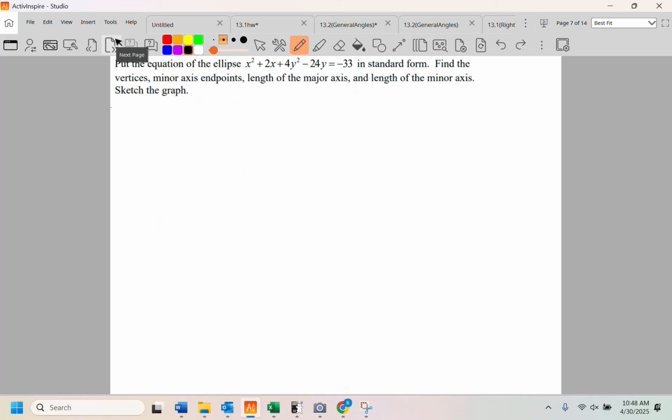Put the equation of the ellipse, x squared plus 2x plus 4y squared minus 24y minus 33 equals 0, in standard form. So what we're going to have to do is the technique called completing the square. We have to complete the square. It's not going to be a whole lot of fun, but we're going to do it.